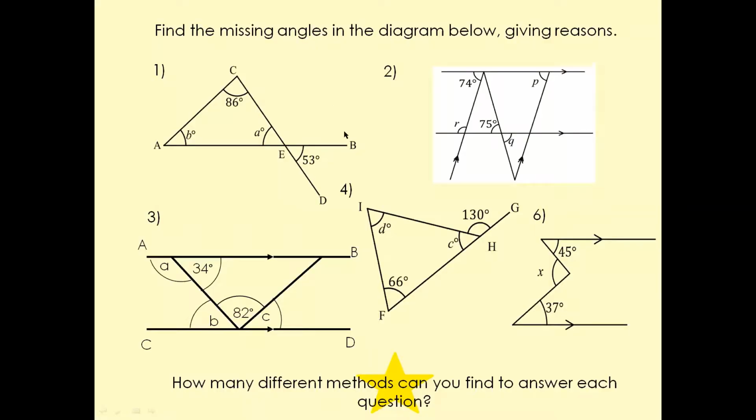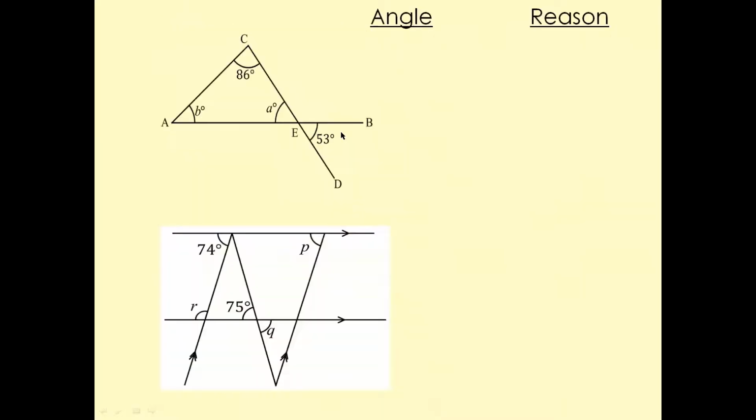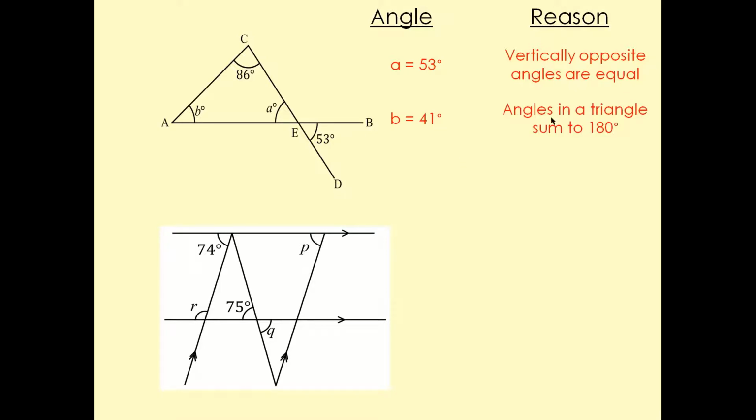Right, let's just have a look at the answers for these questions. So for this one, A is going to be 53 degrees. And because we know the reason for that, that's going to be vertically opposite angle. And vertically opposite angles, they are always equal. And once you got A, then you add them all up and take away from 180 to find B from there. And the reason for that is angles in a triangle, they all add up to 180 degrees.